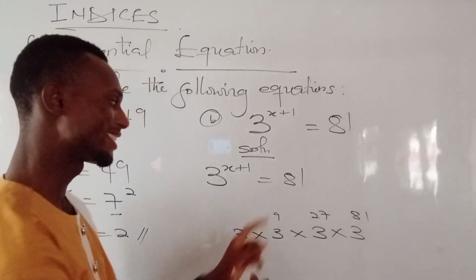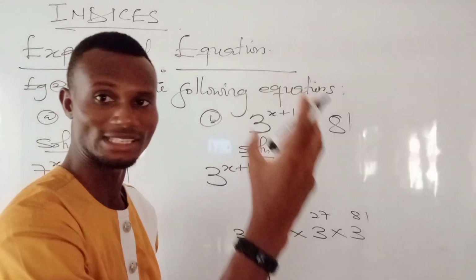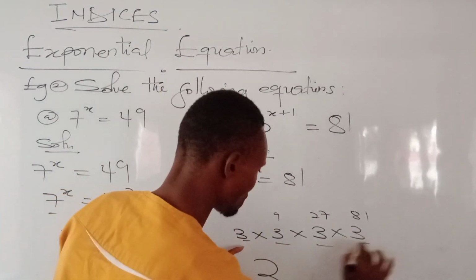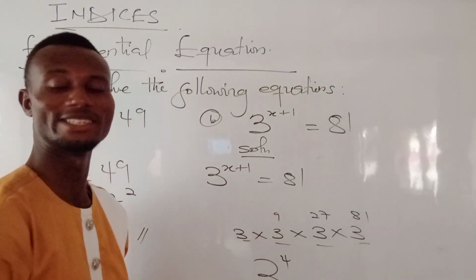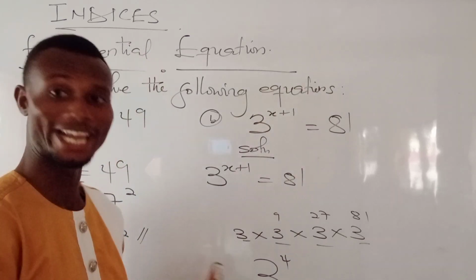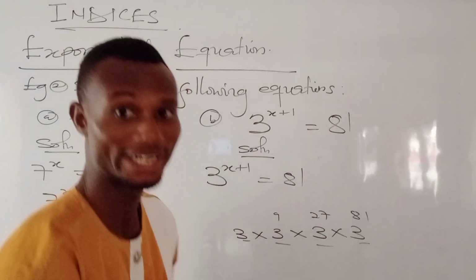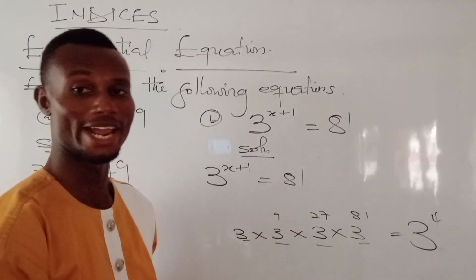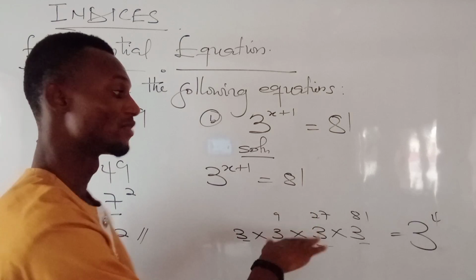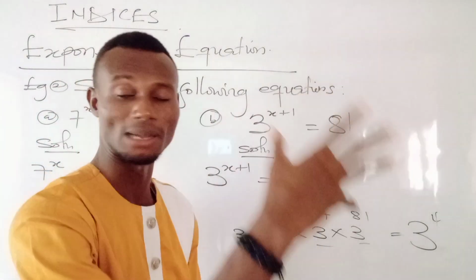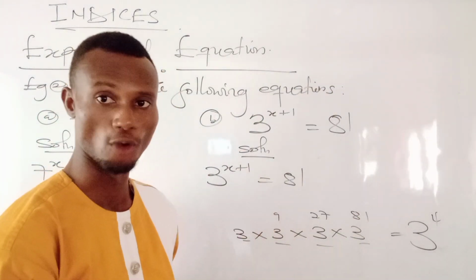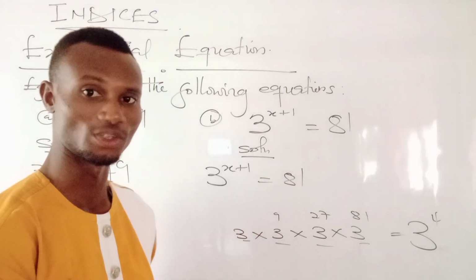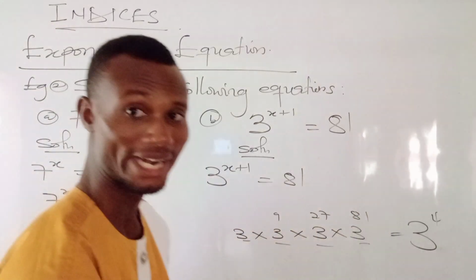So writing 81 as 3 to the power something, it's going to be 3 to the power 1, 2, 3, 4. 3 to the power 4. So it means 3 to the power 4 gives 81. Let me write it here so that you can see it. So it is 3 to the power 4 that gives the 81. So it means the 81, expressing it as 3 to the power something, is going to be 3 to the power 4, because we need to get the same base as this 3, then we can equate powers. So let's go ahead, let me clean this one and let's continue.